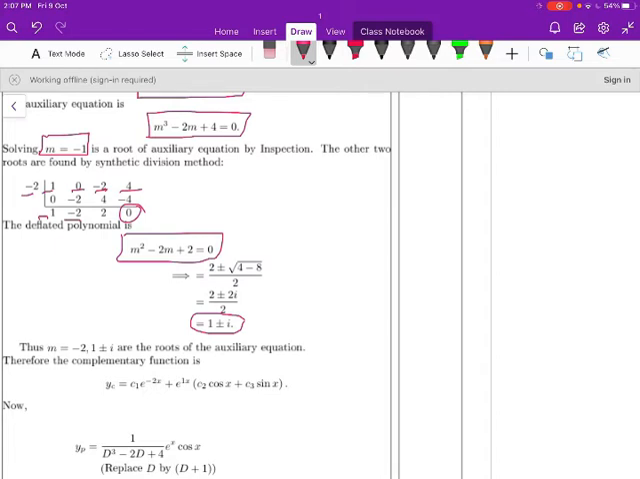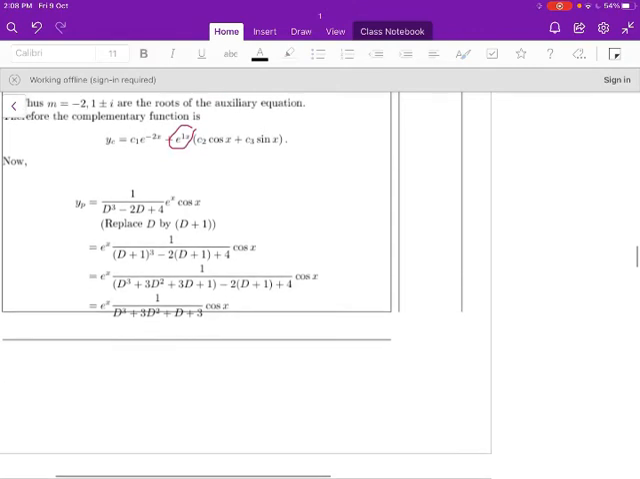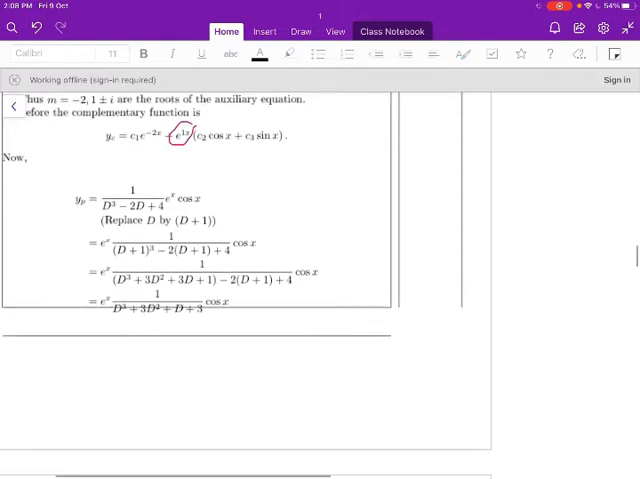Minus 2 is a real root, so c1 into e power minus 2x. If it is a real root, you put the solution in terms of exponential. And 1 plus or minus i are the complex roots: the real part is put in exponential form, and the imaginary part in trigonometric form. So e power x into (c2 cos x plus c3 sin x) is the complementary function of the given differential equation, otherwise a solution of the homogeneous differential equation.